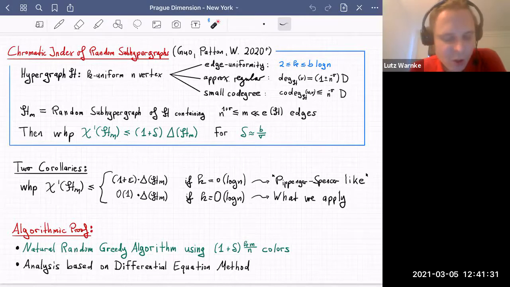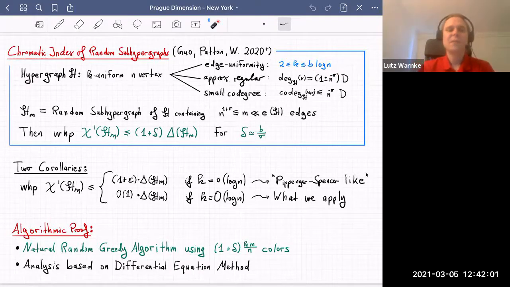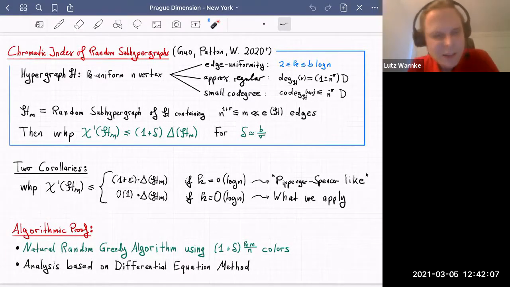And then what we can show is that if you take a random subhypergraph of H, which contains a certain number of edges, so not too few edges and not all of them, basically, then with high probability, to color this random subhypergraph you basically need the maximum degree of this hypergraph many colors, times some extra factor of 1 plus delta. Here we have some explicit expression for delta in terms of this constant b from the edge uniformity and this sigma from the error term. So that's really a result we can prove. There's not really anything hidden here.